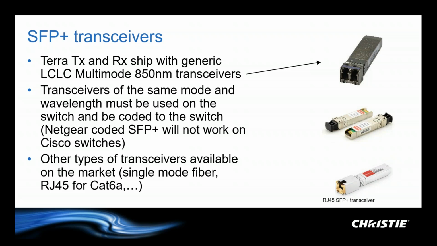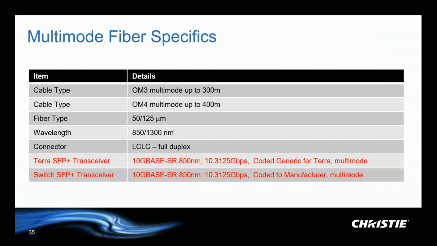For example, an SFP Plus transceiver that's coded for Netgear, you can't use that. It's not compatible with Cisco switches. And of course, I've already talked about the different types of transceivers available on the market, single mode fiber and RJ45, and that's what they look like on the right-hand side. Again, the only thing I want to underline is that the Terra ships with a generic OM3 SFP Plus transceiver.